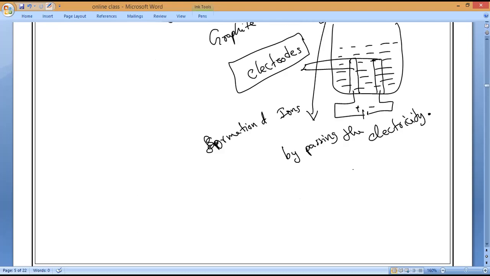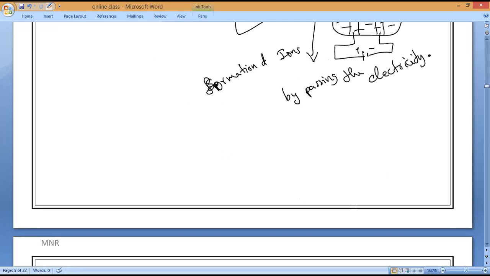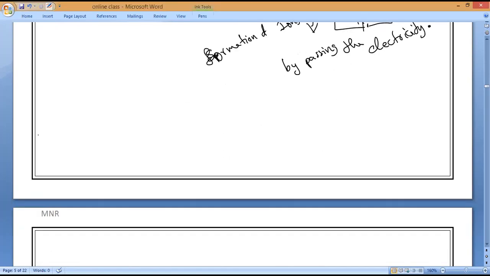Next property. Can you guess the next property, everybody? Non-metals are not lustrous. Write it. Fourth property: non-metals are not lustrous.